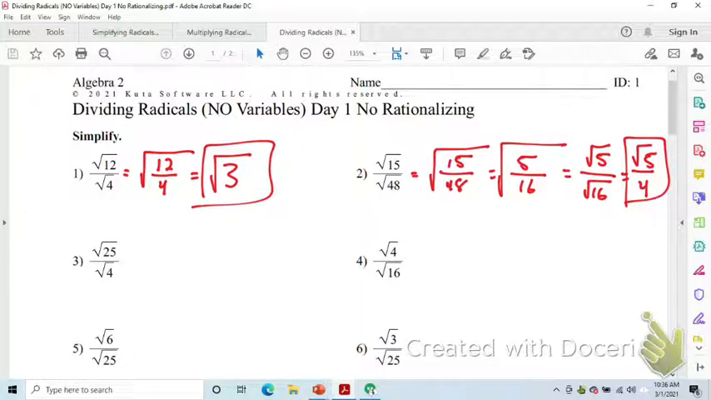That's going to be your solution right there, your simplified radical. Now, number 3 is almost too easy. What's the square root of 25? 5. What's the square root of 4? 2. Boom. Done.